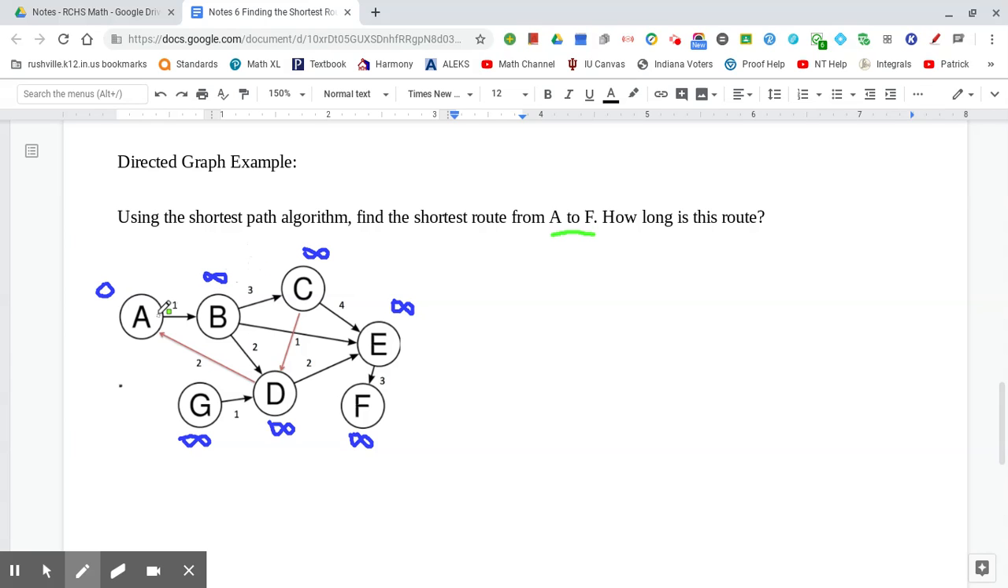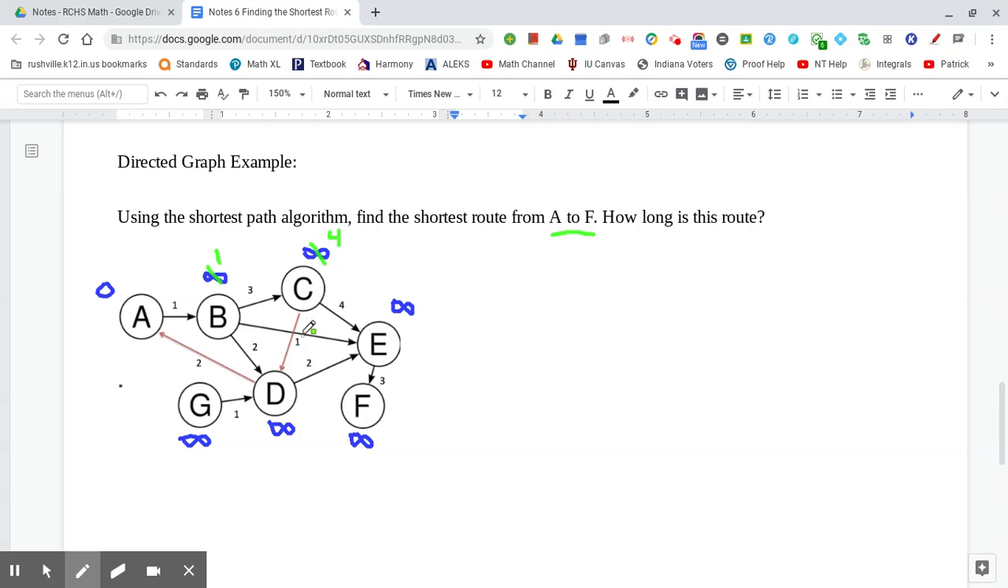All right, so A is only adjacent to B. There is an edge going from A to D, but that is going from D to A. So A only leads to B, so I'm going to cross out the infinity and replace that with a 1. And then B goes to C, E, and D. So 1 plus 3, I would change this infinity to a 4.